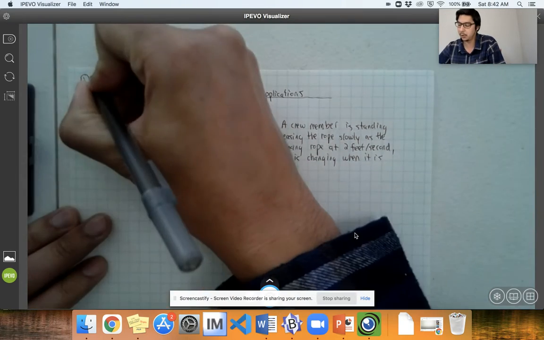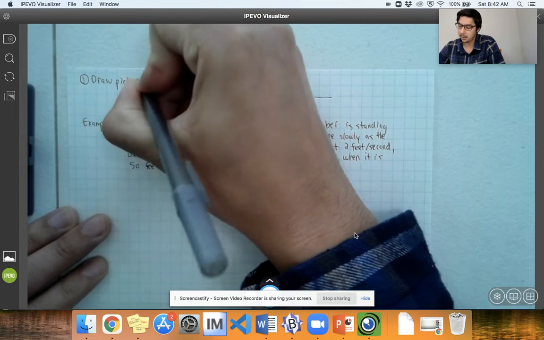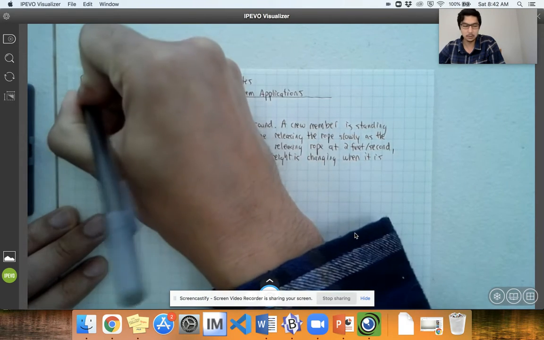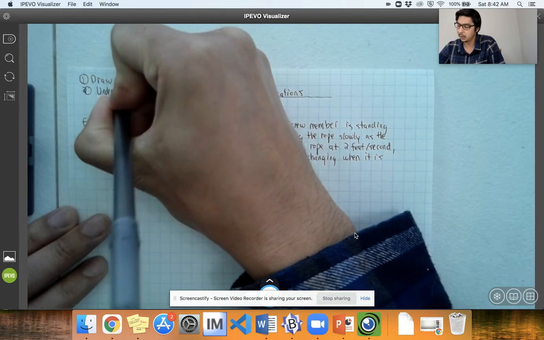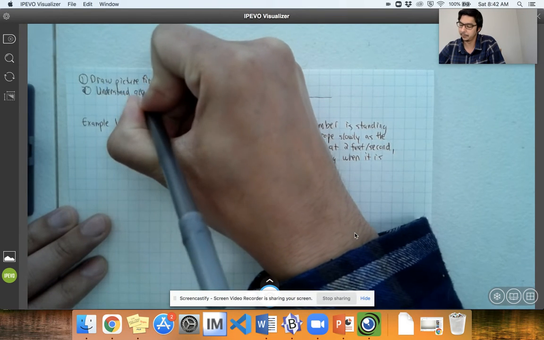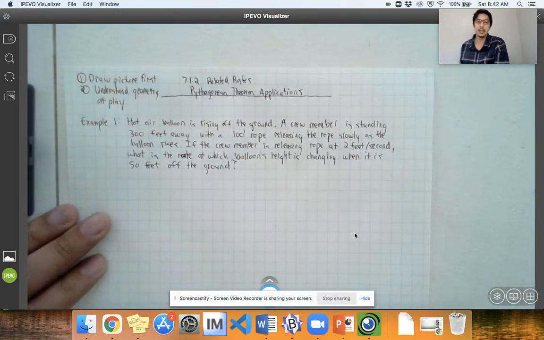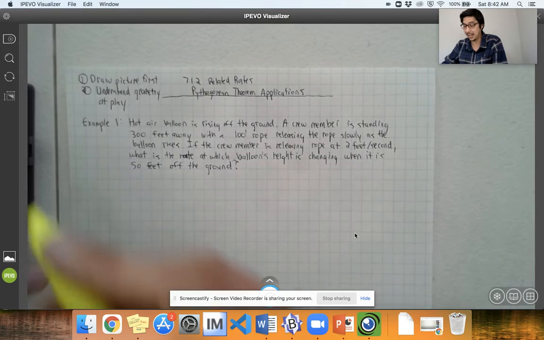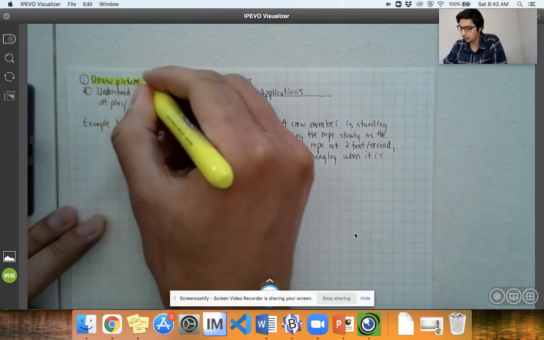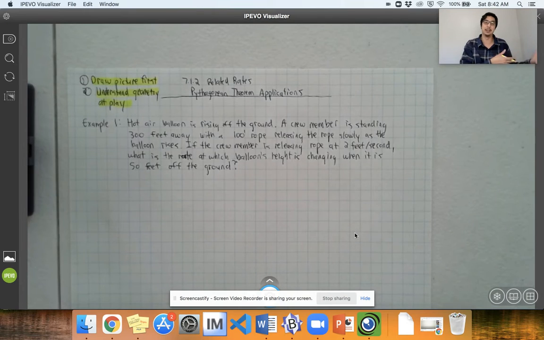One, always draw a picture first, and then two is understand the geometry that's at play. With these two things, using calculus, we can understand these related rates and make good sense of how things are changing relative to other things changing. So here's the first problem.